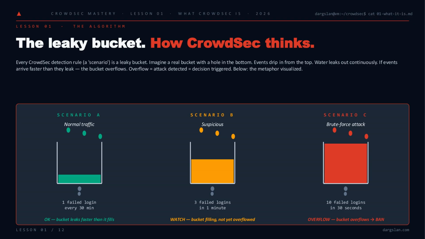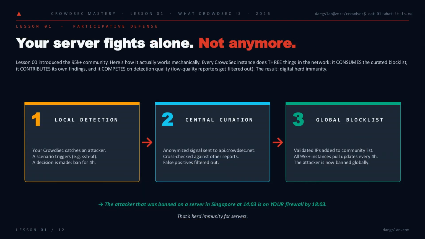Nothing happens. 3 in a minute? It's filling, but holding. 10 in 30 seconds? Overflow. And an overflow is what CrowdSec calls a decision. That's your ban. Every detection rule, what CrowdSec calls a scenario, is just a bucket with a different size and leak rate.